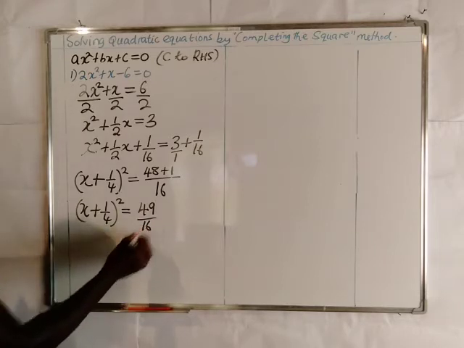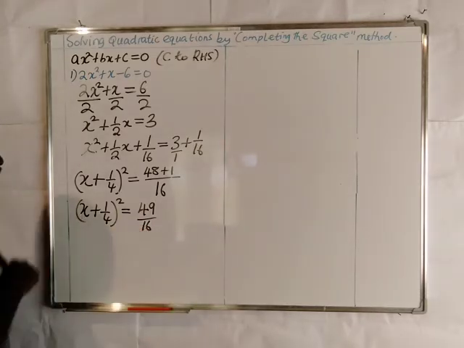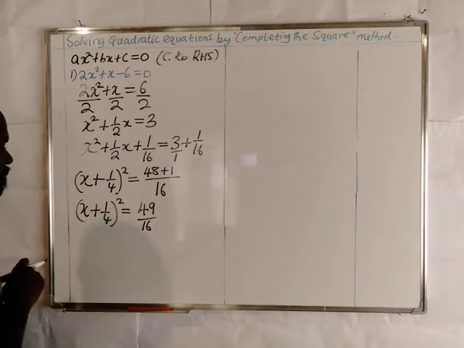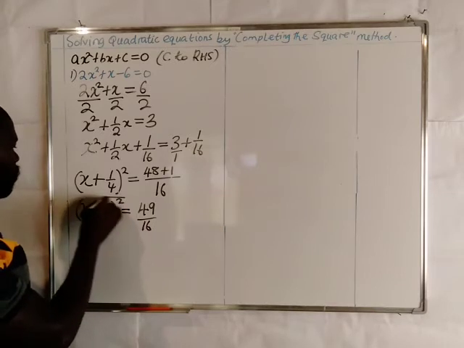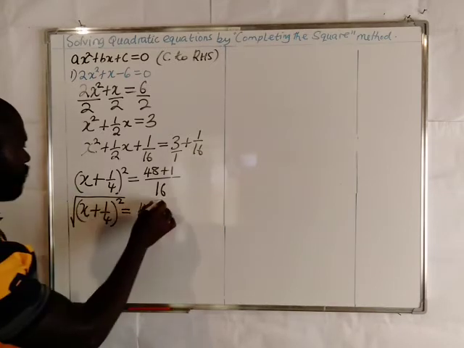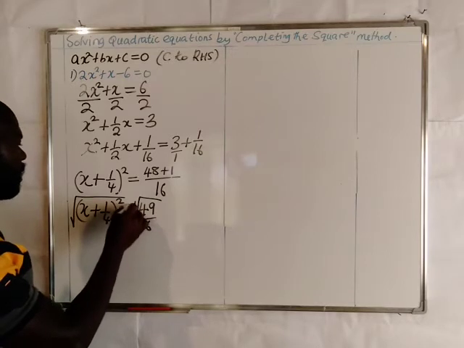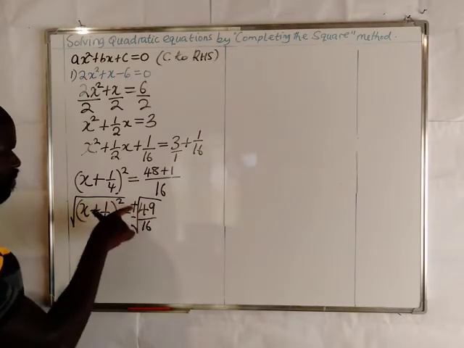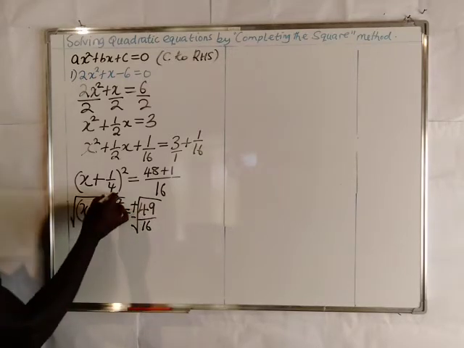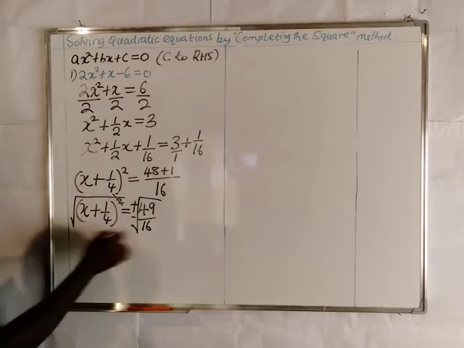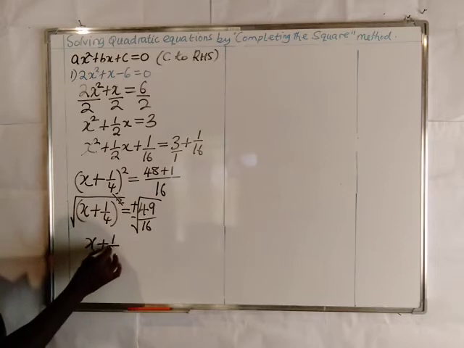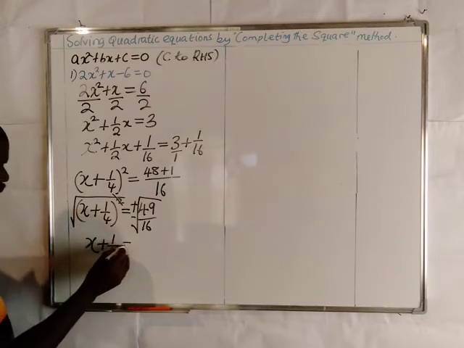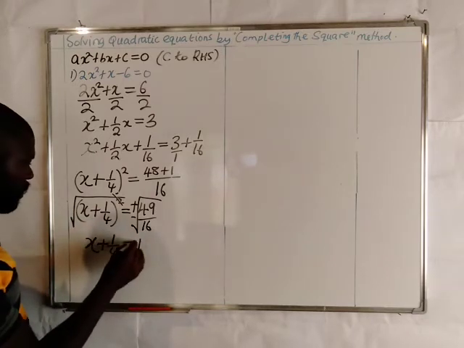Okay, once we are here, we need just to make x the subject of the formula. We make x the subject of the formula by introducing the square root to both sides. Now here, what will come out will be plus or minus. This power 2 will cancel with the root symbol, so that on the left-hand side, we shall just have x plus 1 over 4 is equal to plus or minus.